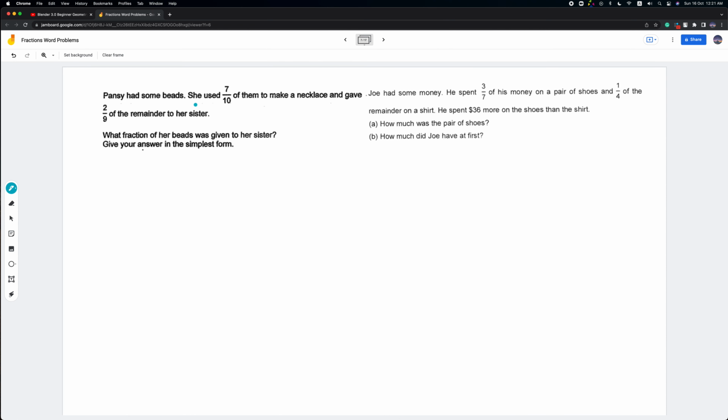Now on to the next one, where the fractions have no units, and this has a keyword, remainder. I call this the remainder question. The remainder question is very, very common, and it's very simple once you understand how to solve this.